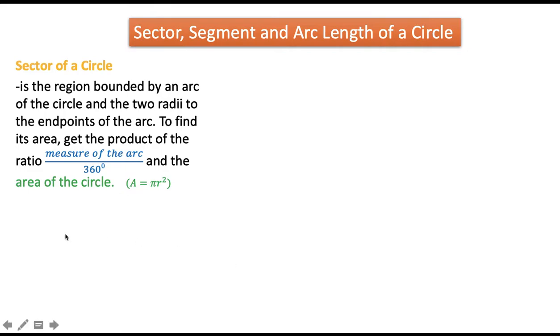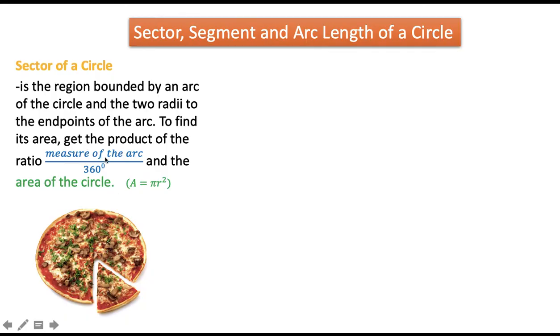A sector of a circle is the region bounded by an arc of the circle and the two radii to the endpoints of the arc. To find its area, just simply get the product of the ratio, the measure of the arc over 360 degrees, and the area of the circle. You can think of the sector of a circle as a part of the pizza.